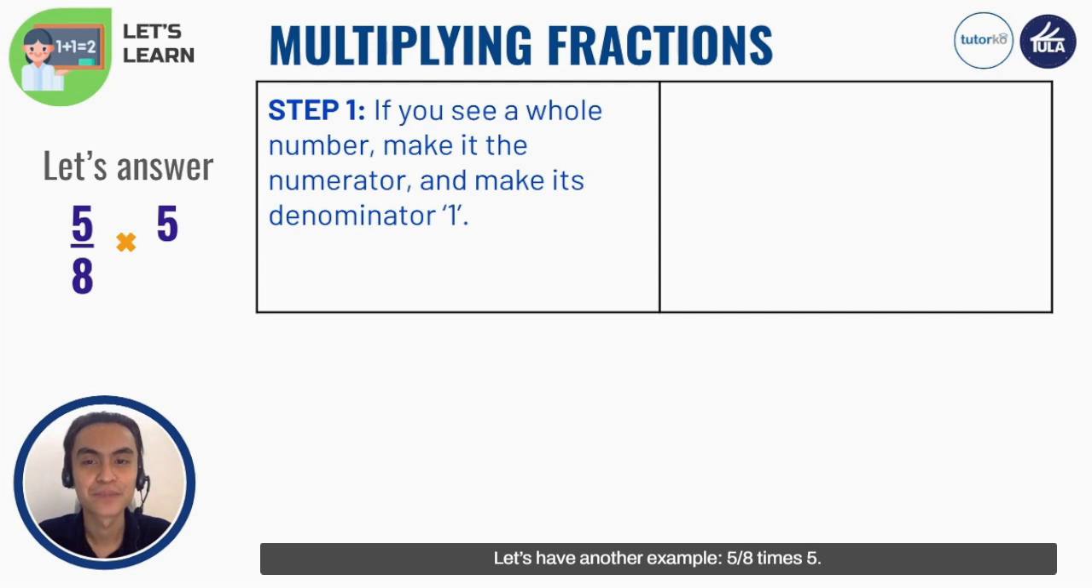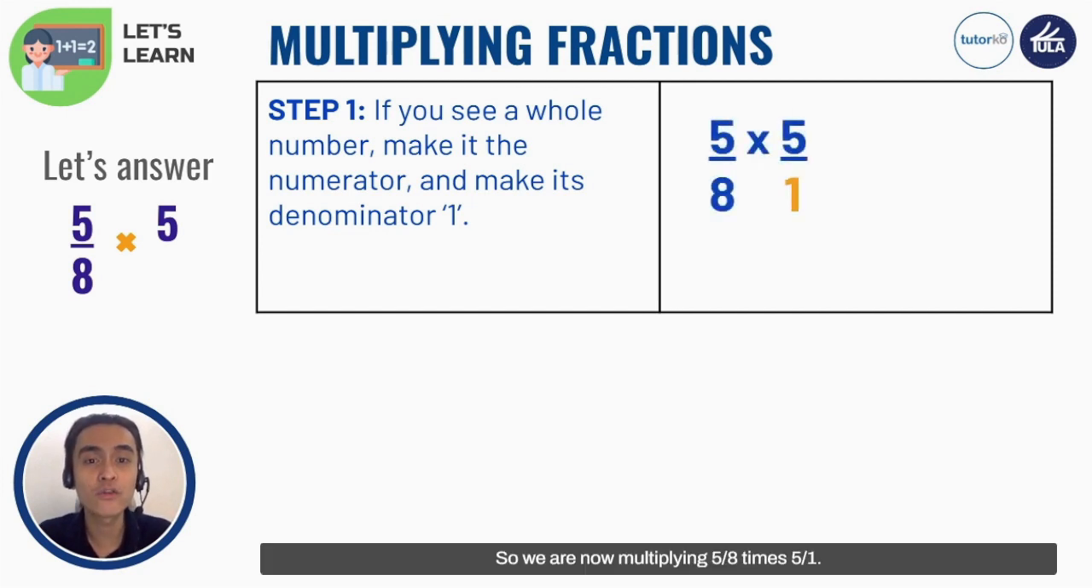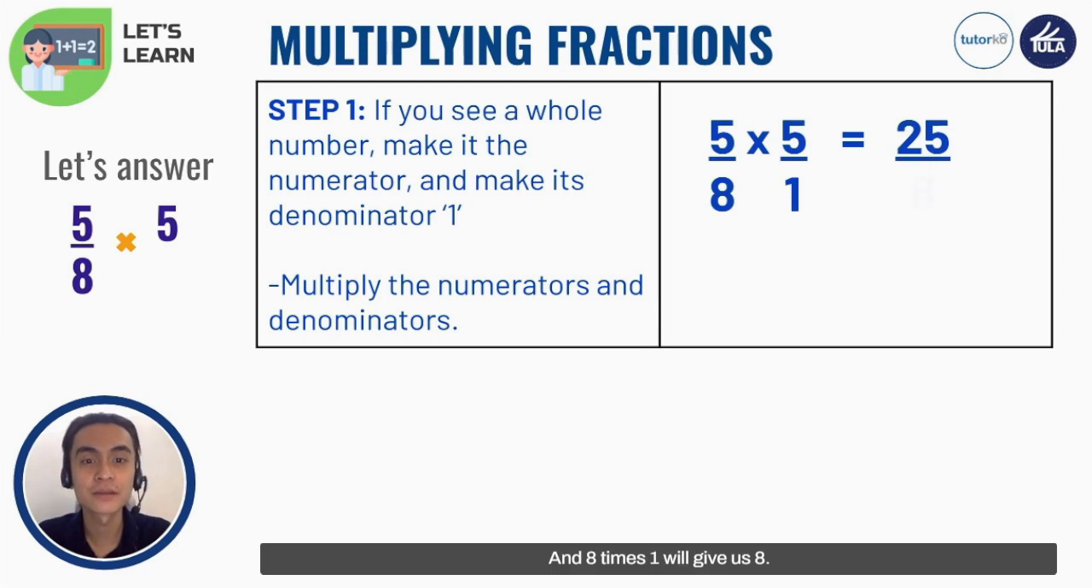Let's have another example. 5 over 8 times 5. In this example, we are multiplying a fraction to a whole number. To solve this, follow these steps. Step 1, if you see a whole number, make it the numerator and make its denominator 1. So we are now multiplying 5 over 8 times 5 over 1. Ngayon, pwede na nating i-multiply ang ating numerators and denominators. 5 times 5 will give us 25, and 8 times 1 will give us 8.